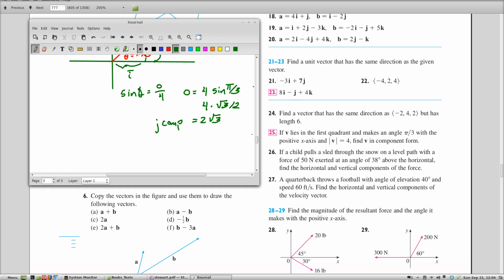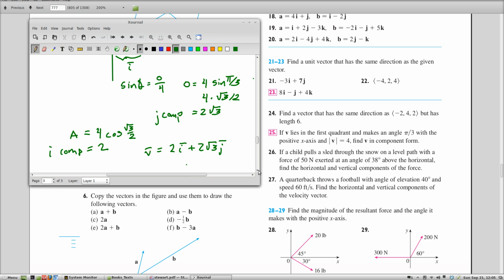Okay. And so similarly, the adjacent side, which is the i component, is going to be 4 times cosine of... square root of 3 over 2. And that is just 2. And that is the i component. So finally, v can be written in terms of its component vectors as 2i plus 2 times the square root of 3j. And we're done with that problem.